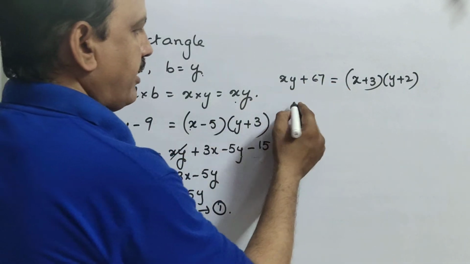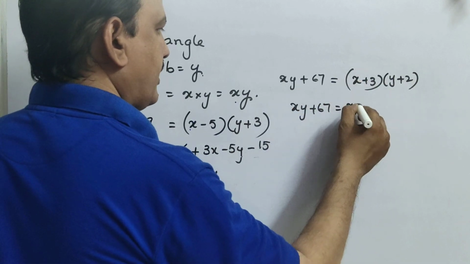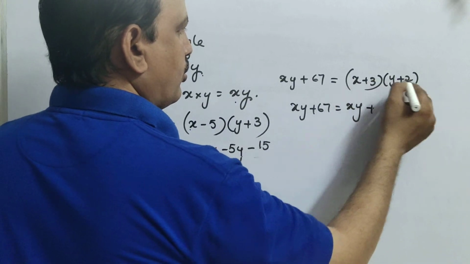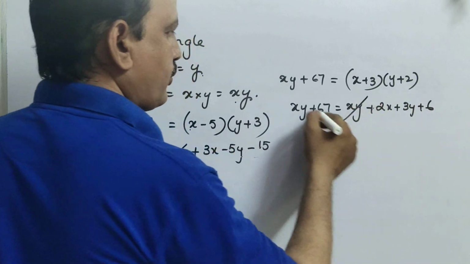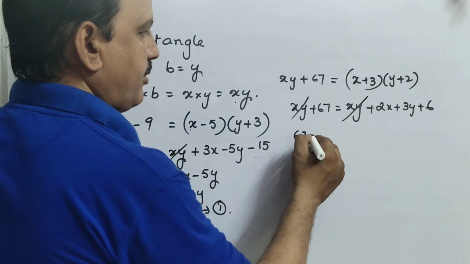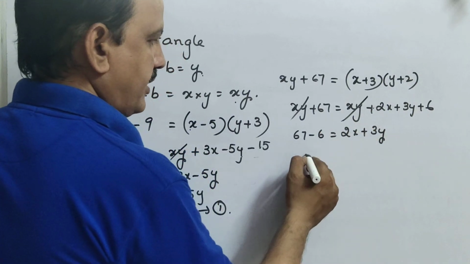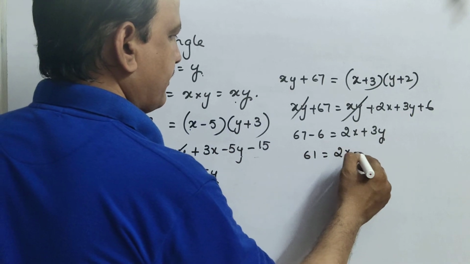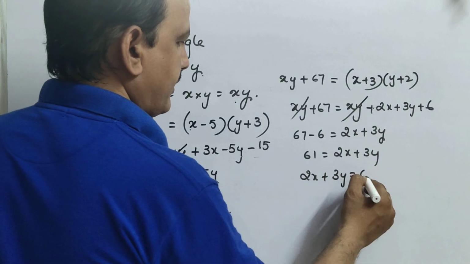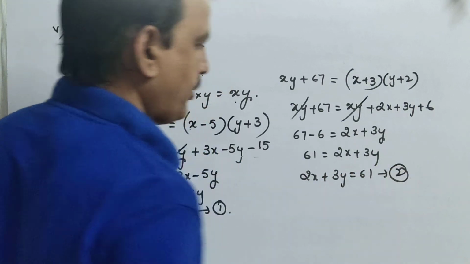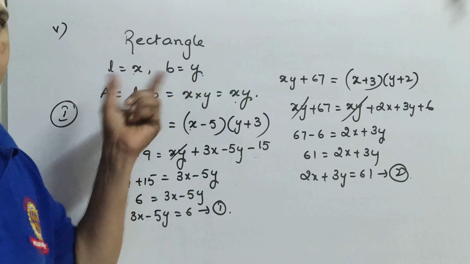Okay. So like that if you write, you will get the solution. So xy plus 67 equals to x into y, xy plus 2x plus 3y plus 6. So xy gets cancelled. So 67 minus 6 equals to 2x plus 3y. So that is 61 equals 2x plus 3y. Therefore 2x plus 3y equals to 61 is the second condition, that is equation 2. Now solve equations 1 and 2. You are going to get the values of length and breadth.